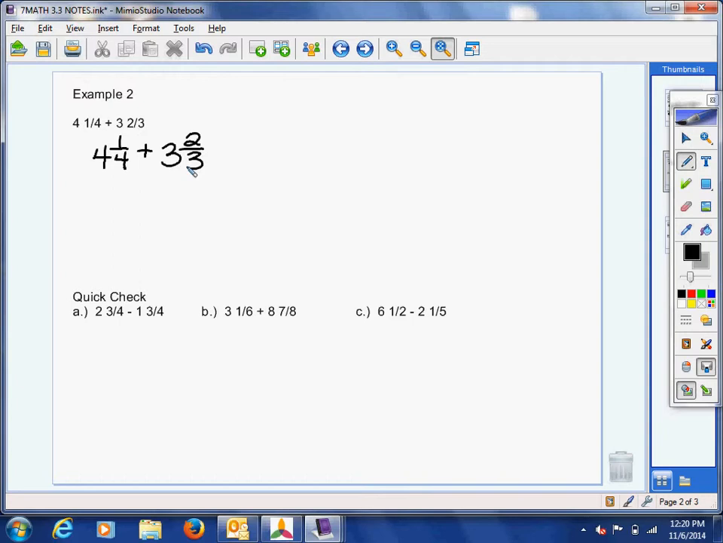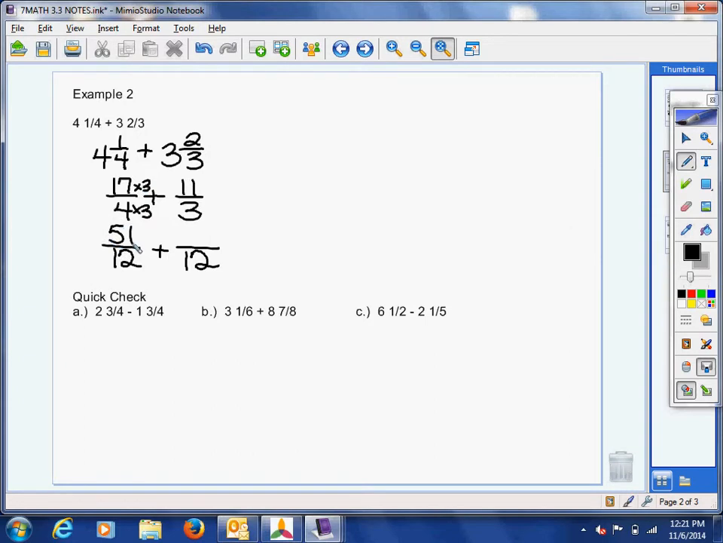What's 4 times 4 plus 1? 17 fourths. And then what's 3 times 3 plus 2? 11 thirds. 11 thirds, okay? So you could go ahead and turn them into improper fractions first. Then what would be an appropriate common denominator? 12, okay? So you can turn them both into 12ths. 4 goes into 12 3 times. And then off to the side, figure out what 17 times 3 is. 51. 51. Good.